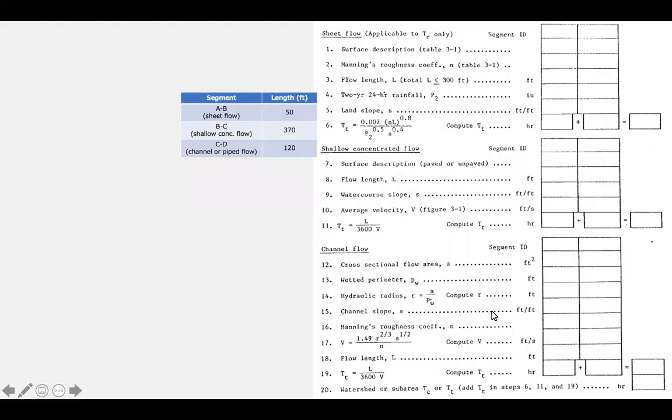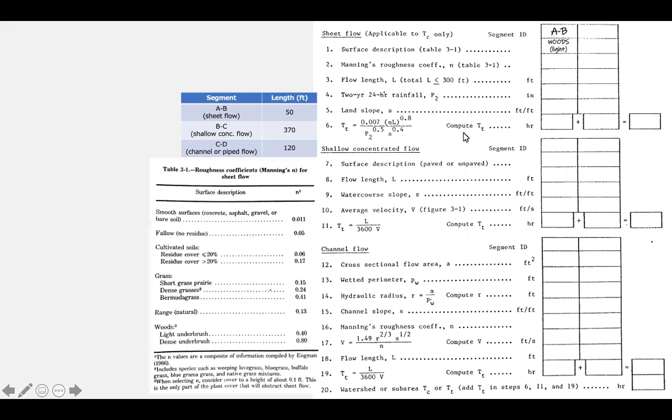All right, so let's fill out our time of concentration worksheet. All right, the first segment is segment AB. We can describe that as wooded area with light underbrush, which gets an N value of 0.4 for the Manning's roughness coefficient. The total length of this segment is measured to be 50 feet.